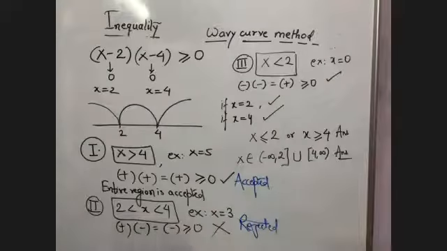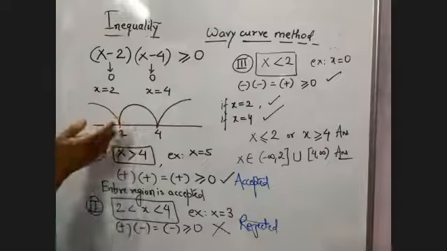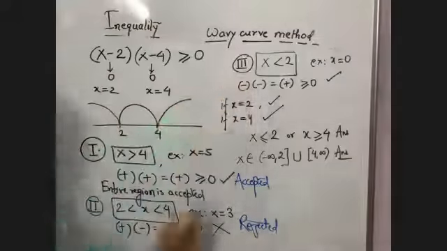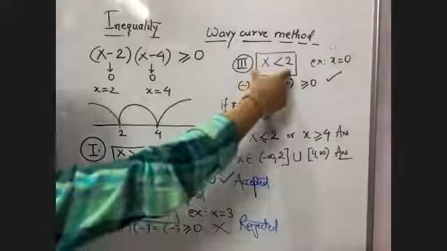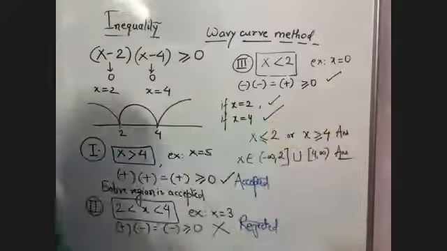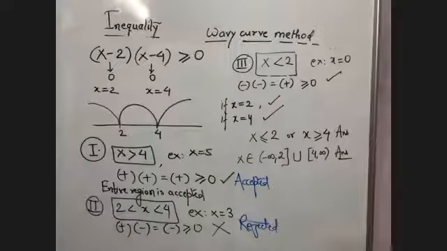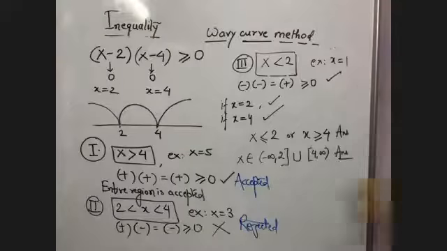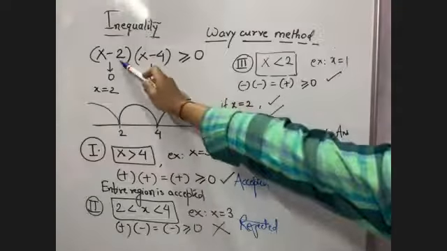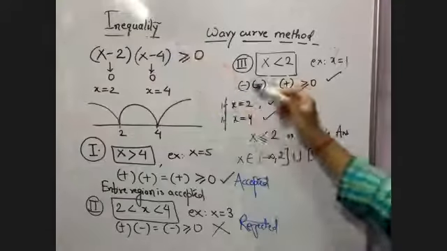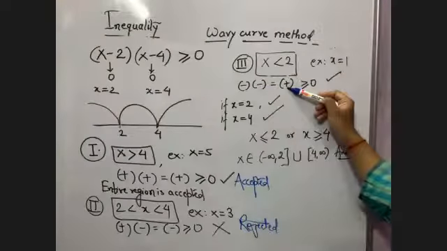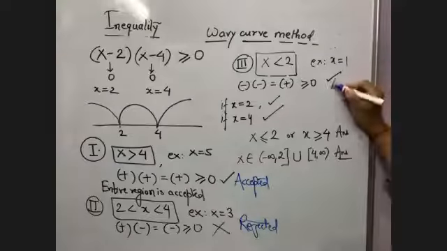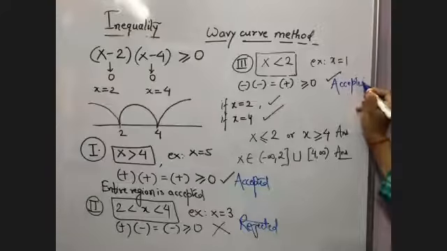Coming to the third interval, when x is smaller than 2, these values. Take any value of x in this interval. Say I have taken 0 or 1 as per your choice. You can take x is equal to 0, x is equal to 1, or x is equal to minus 1, anything as per your choice. In this interval, x is equal to 1. 1 minus 2 is negative. 1 minus 4 is negative. Negative into negative is positive. It is greater than 0. Yes, so it is also part of my answer.